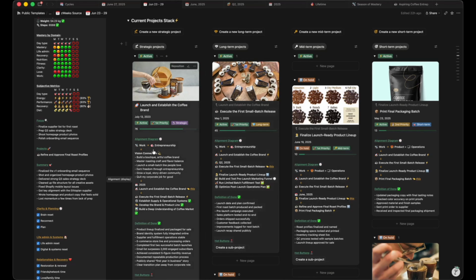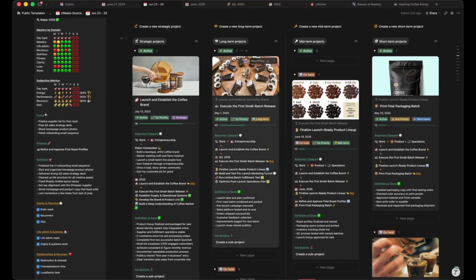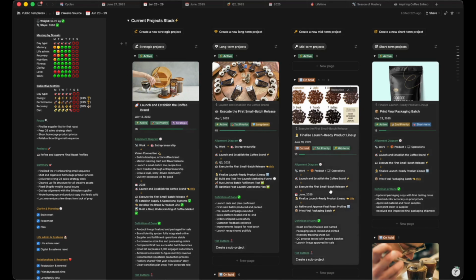Every project has an alignment diagram where you can immediately see what domains of life it pushes forward, what cycles it is attached to. So on a weekly level, we want to overview this entire stack, see what it is that we're working on, see what the statuses are, what the progress of our projects is, and then we can work from there. So we can see, for example, this project is attached to our parent month. So let's see what we're going to be working on in this specific week.